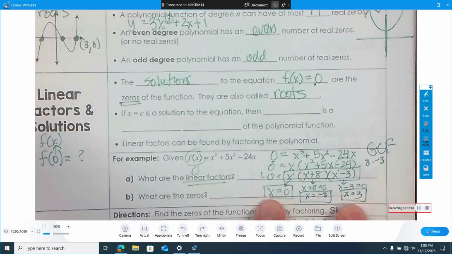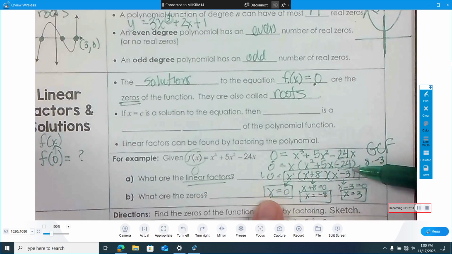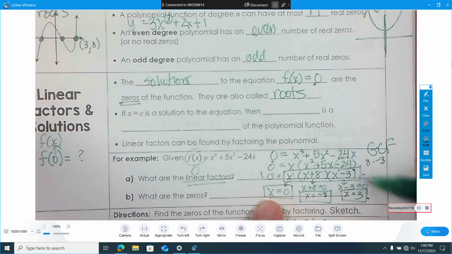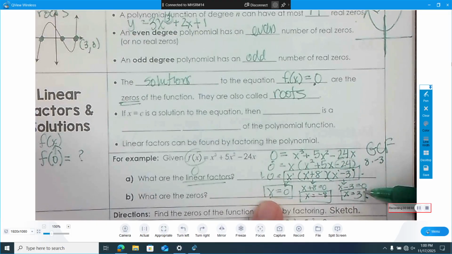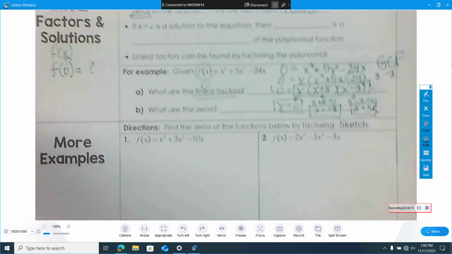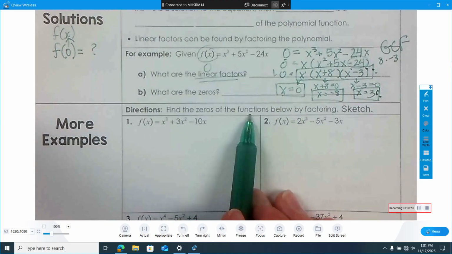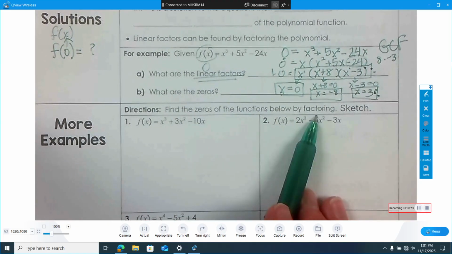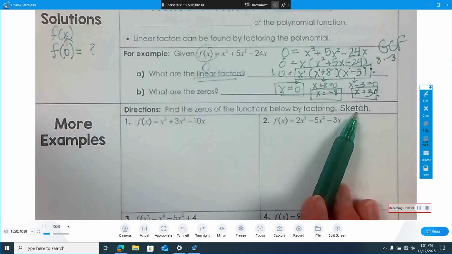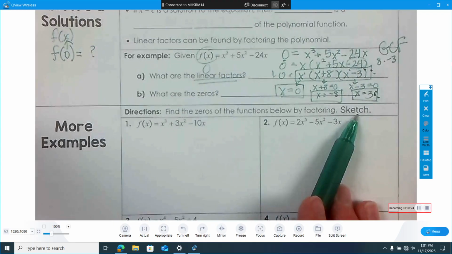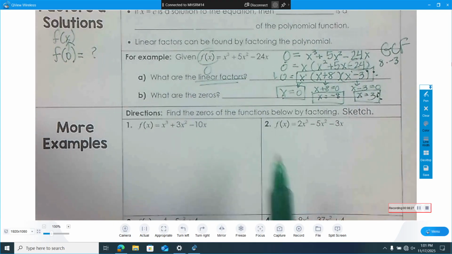So those are our 3 zeros, which you can see really easily when you have linear factors, right? It's easy to go from the linear factors to the zeros. Super easy. This is our goal for everything in this unit. We want to be able to write everything with linear factors and then be able to get the zeros. Super easy. Okay? So let's practice. We are going to find the zeros of the function by factoring, and we are going to sketch. And I'm going to talk about that in just a second. Because if you know the zeros, you can make a sketch really easily.